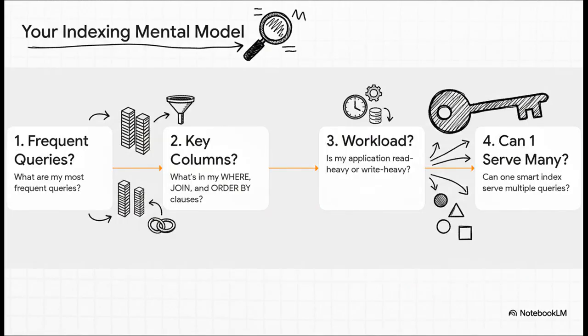So here's a simple mental model you can use every single time. Before you type create index, just ask yourself these 4 questions. 1. What are my most frequent, most important queries? 2. What columns are they actually filtering on? The stuff in the where, join, and order by. 3. Is my application doing mostly reads or mostly writes? And 4. Can I be clever and make one composite index that actually helps out 2 or 3 different queries?